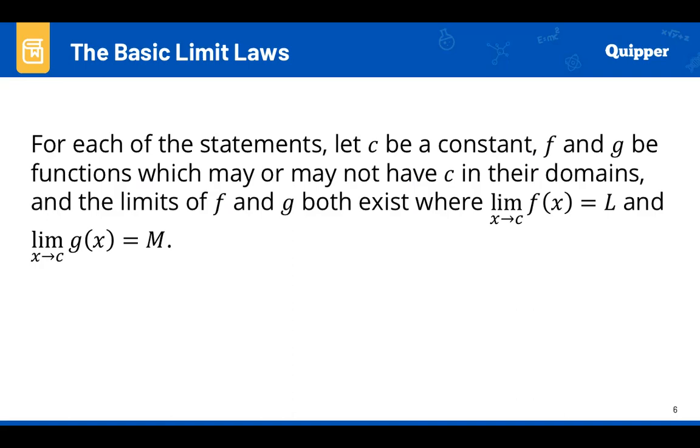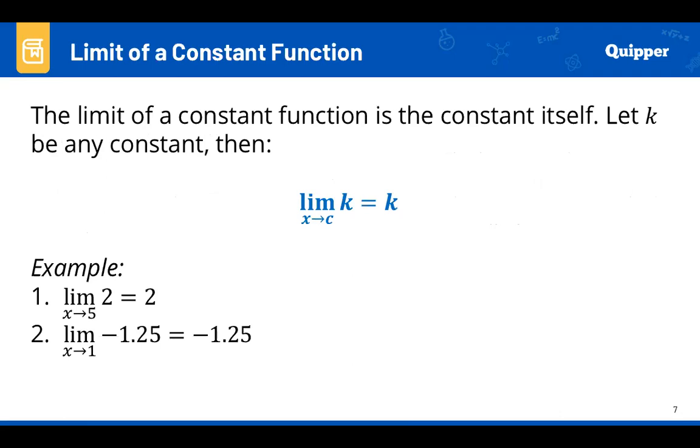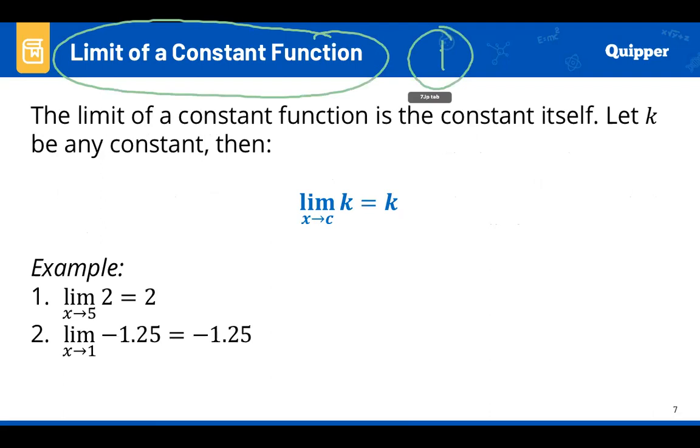This will be the first law, what we call the limit of a constant function. This will be number one. The limit of a constant function is the constant itself. Let k be any constant, then the limit of k as x approaches c is also k. Whatever constant is here, that will be the answer also. For example, the limit of 2 as x approaches 5 is also 2. No need to think. Whatever is given here, that will be the answer.